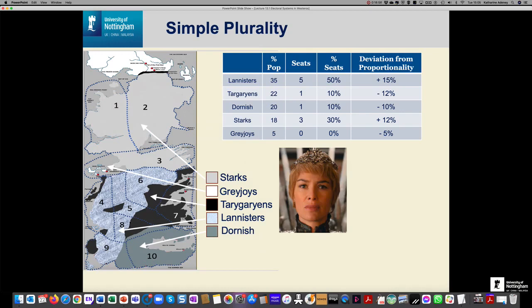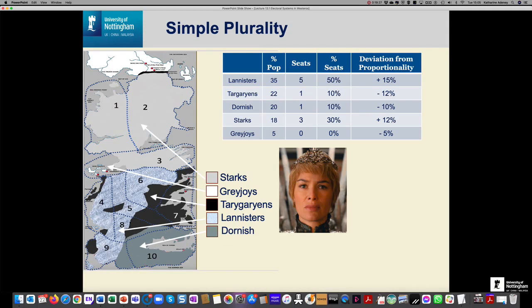Now, you might look at these boundaries and think they're a bit odd. Why have they been drawn like that? I mentioned before that the Lannisters have been in control of Westeros for a long time. This is a perfect example of Lannister gerrymandering to ensure that certain groups get less representation.